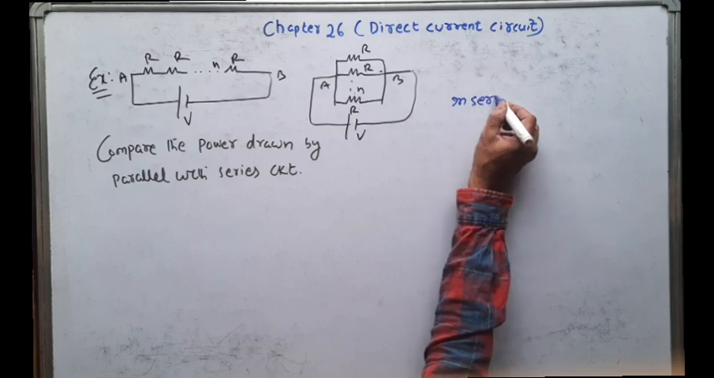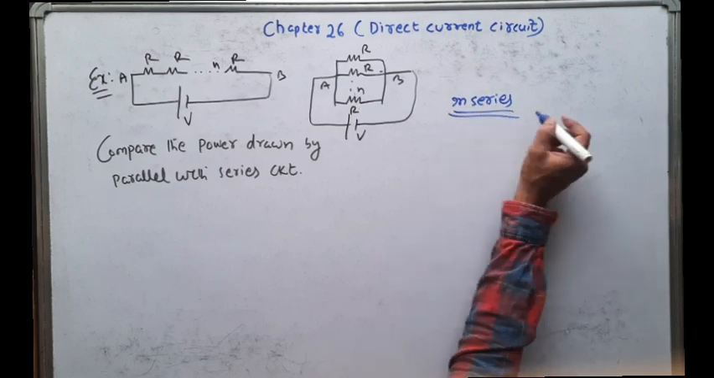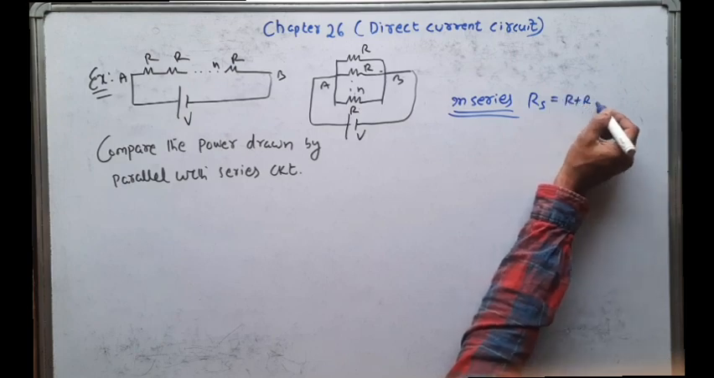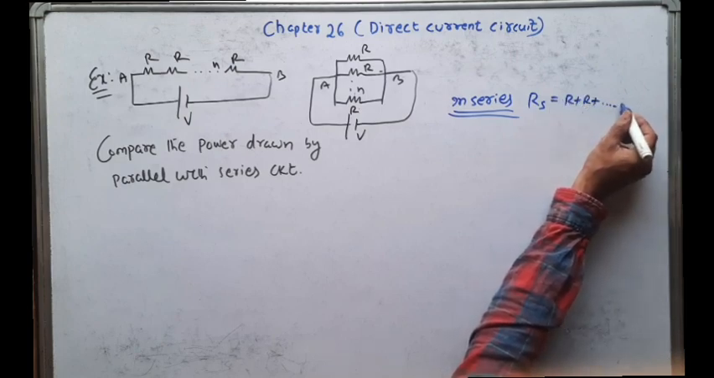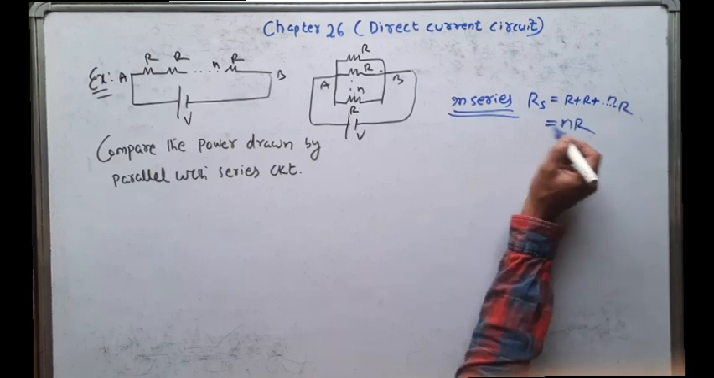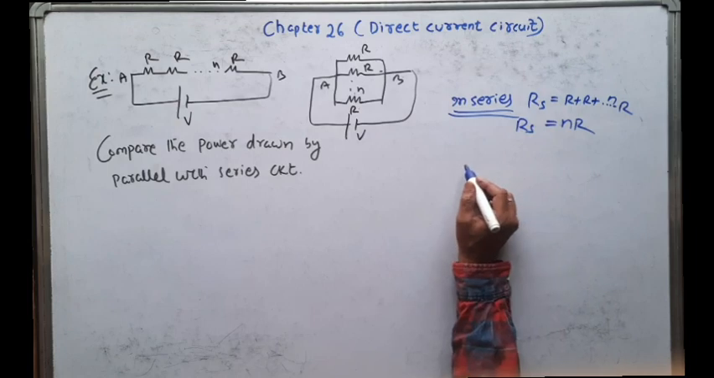Now you see, in series, what is the equivalent resistance? Equivalent resistance is nothing but R plus R1 plus R2 and so on, up to N times. That is equal to N into R, the equivalent resistance in series connection.